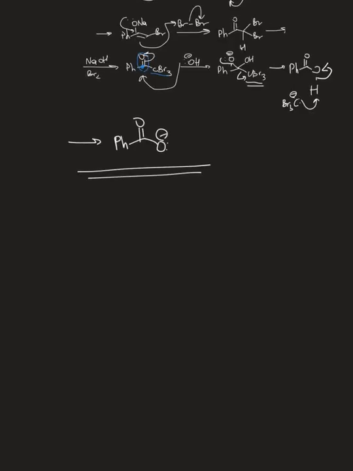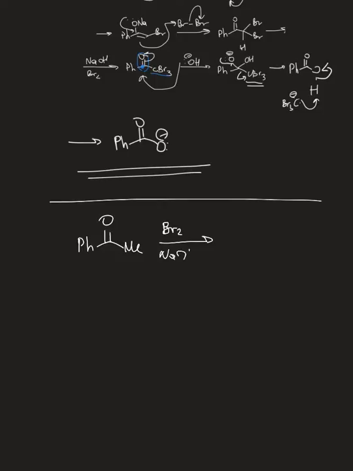So before I finish, I want to draw your attention to one thing, right? If we have a phenyl methyl ketone, we do the haloform reaction with Br2 and sodium hydroxide, and we get this carboxylic acid, right? So in a way, we just inserted an oxygen atom between the carbonyl and the methyl, right?